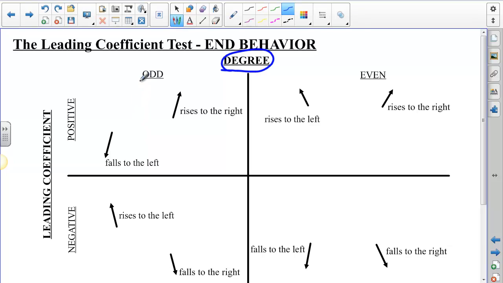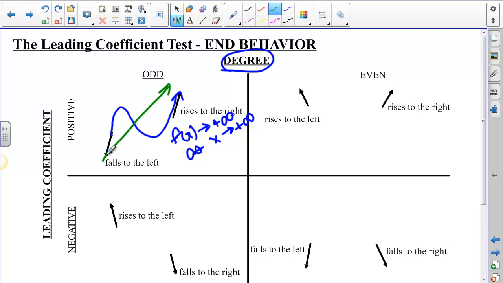If it's a positive leading coefficient with an odd degree, our graph is going to rise to the right and fall to the left. Sometimes we say f of x goes to positive infinity as x goes to positive infinity. That's other notation that we might use. Or f of x goes to negative infinity as x goes to negative infinity. But basically this is a positive sloped line.